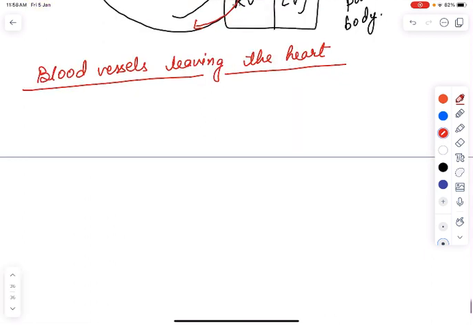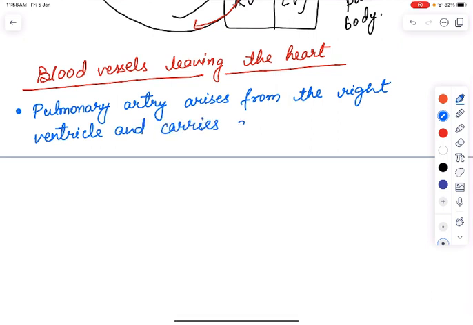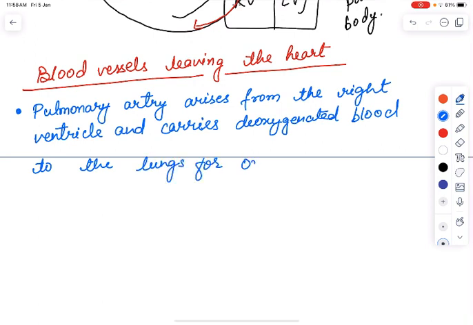And first one is pulmonary artery, arises from the right ventricle and carries deoxygenated blood to the lungs for oxygenation.